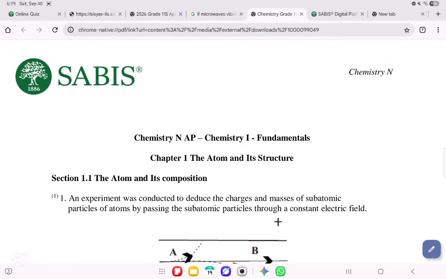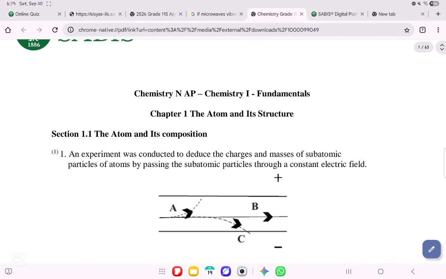So today I'll be explaining chemistry, AP Chemistry Chapter 1. We have the full course revision questions, which are from question 1 all the way until question 24. So let's start by doing what?